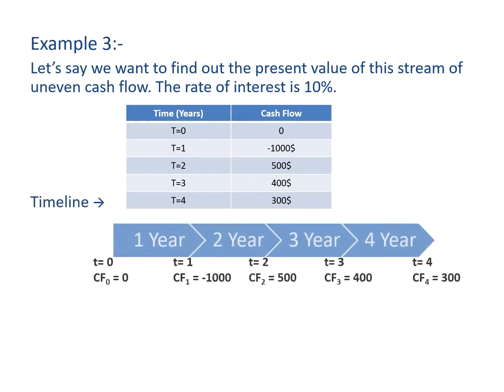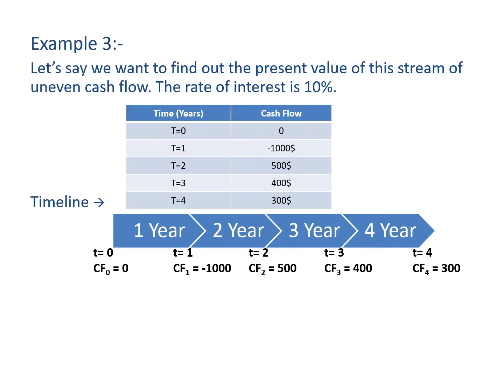Let's draw a timeline. Please observe a few things here. There is no cash inflow or outflow at the beginning of this project. After the first year, there is a cash outflow of $1,000, which in simple terms means that you are investing or spending $1,000. After this, the project starts making money and you earn $500 after year 2, $400 after year 3, and $300 after year 4.